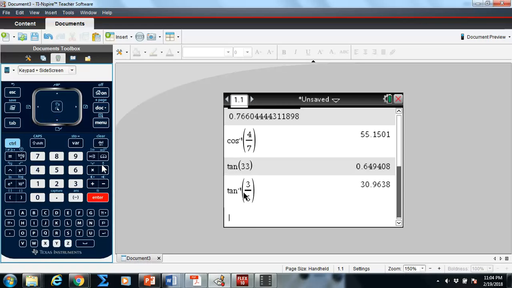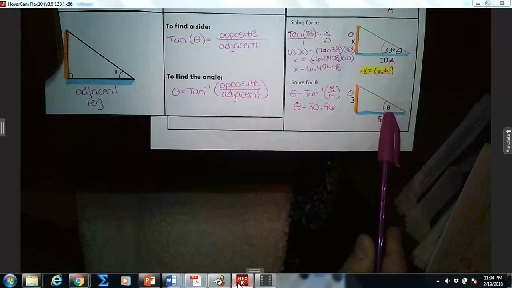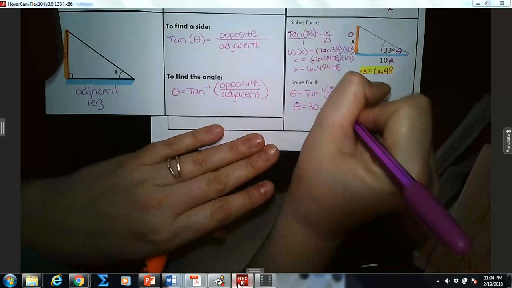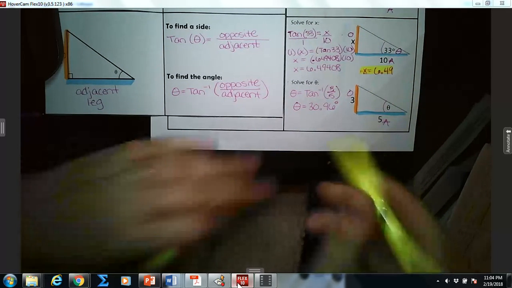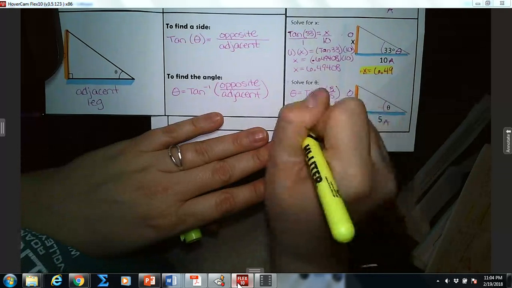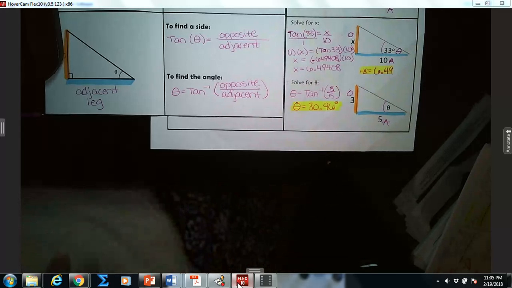If I round that to the 100th, as I've rounded all my others, that would be 30.96. And what did we just solve for? We solved for an angle. So that is measured in degrees. 30.96 degrees is my final answer. I know this is a lot, guys, and I absolutely expect questions, so please do not hesitate to ask questions.